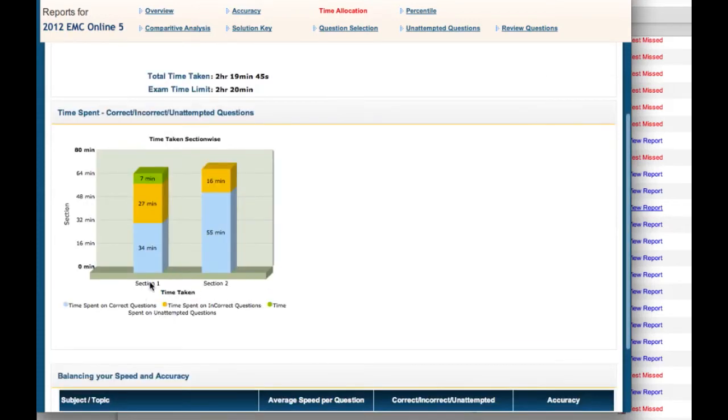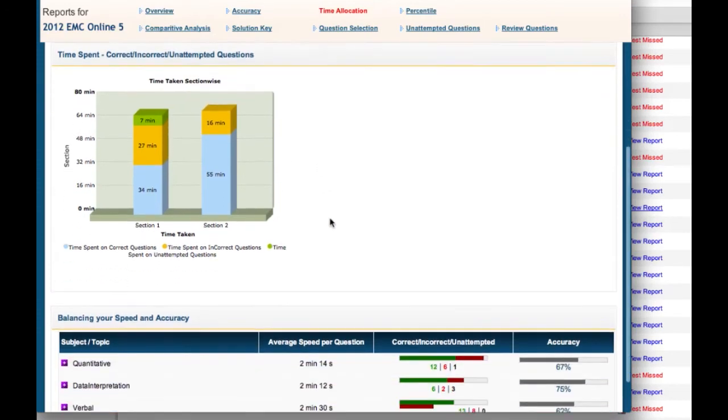Now in section 1, which is the quantitative section, you spent 34 minutes on the questions you attempted correctly, 27 minutes on the wrong questions, and 7 minutes on the questions that you left unattempted. Now you can look at this in 2 ways. First thing, that's the amount of time that you wasted on wrong questions and unattempted questions. So on a question which you are not attempting, your deciding time to see whether you have to attempt that question or not has to be faster. So this is where you have to improvise, and the questions you got wrong, probably focus on them and get them right.